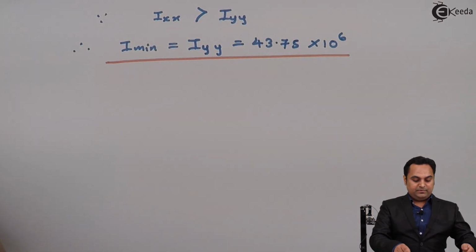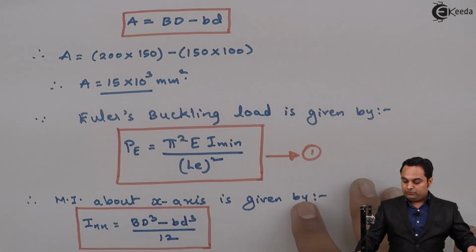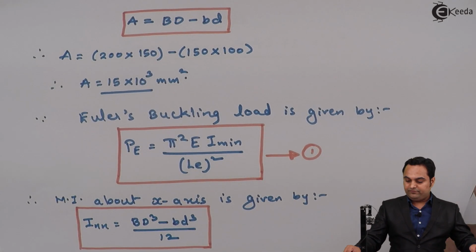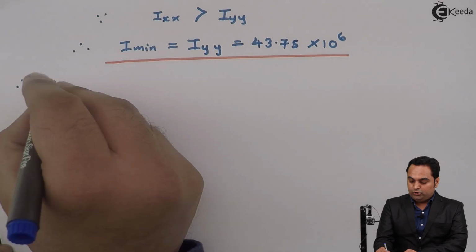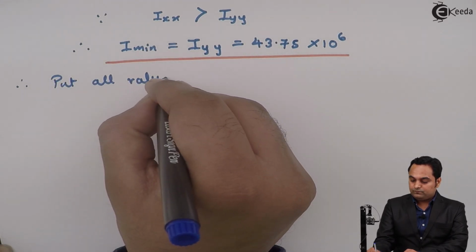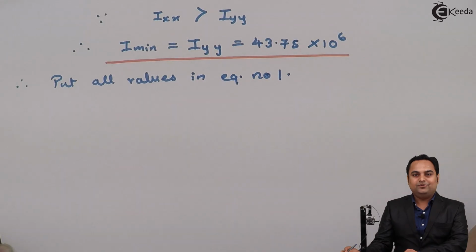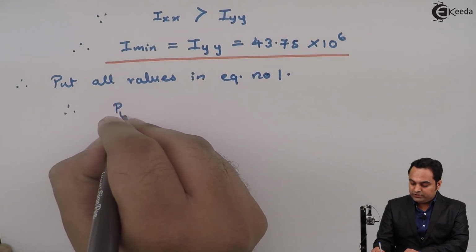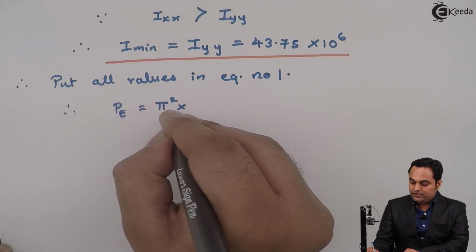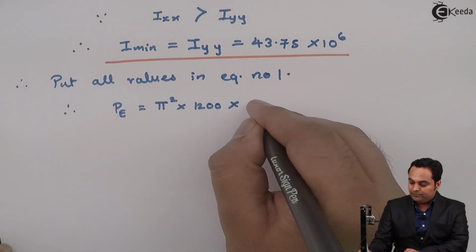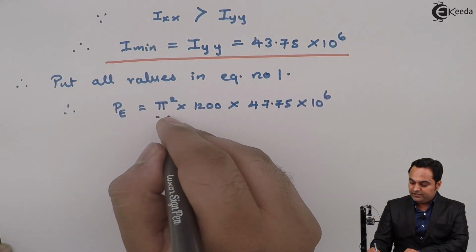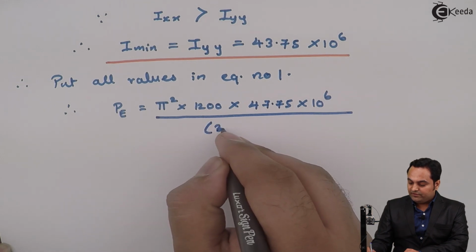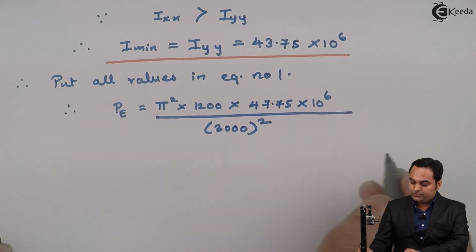After getting this I minimum, I'll put all values in equation number 1 to get the Euler's load. So we have Euler's buckling load as pi square, E is given as 1200, I minimum 43.75 into 10 raised to 6 and divided by effective length whole square. Effective length was 3000 mm square.